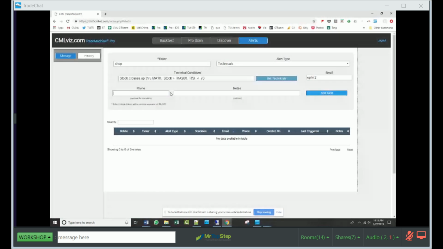I've got an alert, and now I don't have to check every day where Shopify is relative to the 10-day moving average or the 200-day moving average, or the RSI. I'm going to get a text and an alert when it's time. This is my demo account. That's why you don't see any alerts. I don't want to expose my phone number. So that's one example. Okay.